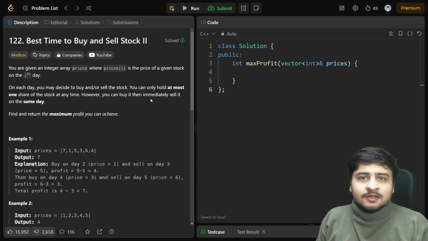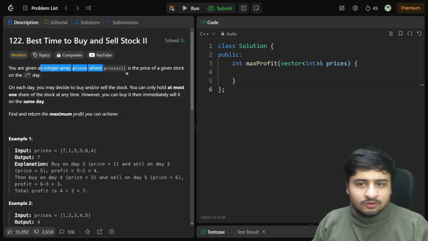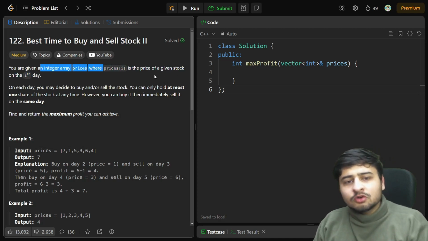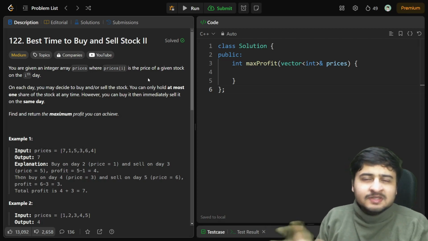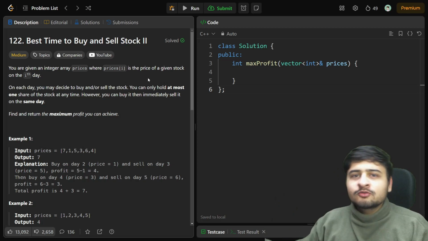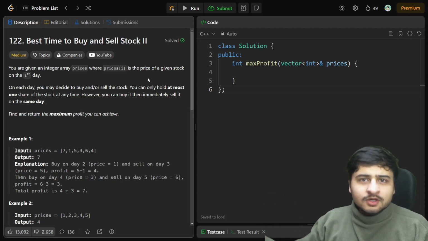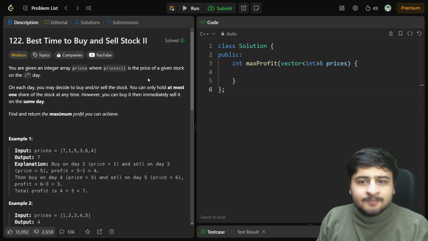Let's read the problem and then understand. You're given an integer array prices, where prices[i] is the price of the given stock on the ith day. For those who don't know about the stock market, basically there are stocks of companies. You buy those stocks for cheap and sell those stocks for more, and you make a profit. Buy for cheap, sell for more, and you make the profit. It's the same concept in this problem as well. So stock is something which you buy and you sell.